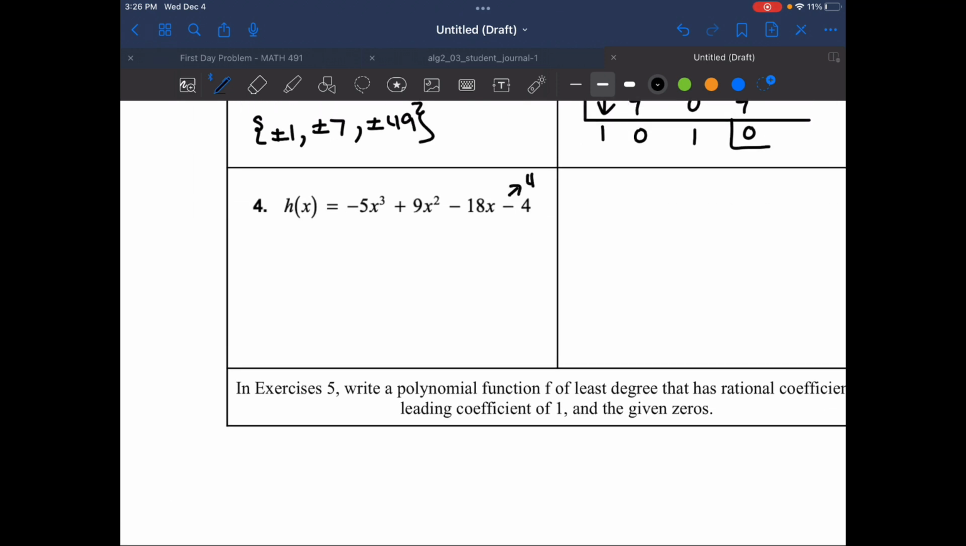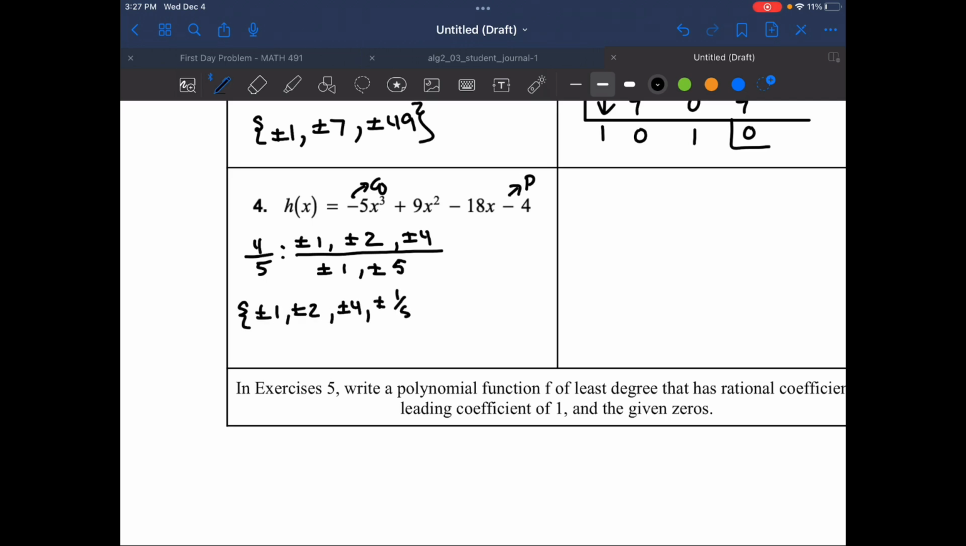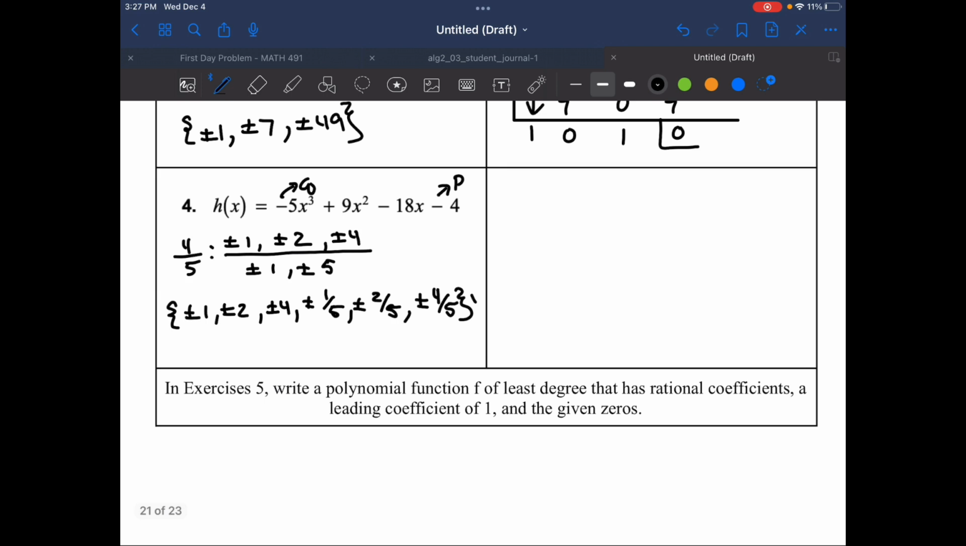Okay. Same thing here. This is going to be a 4. So this is my P and this is my Q. So we've got 4/5, plus or minus 1, plus or minus 2, plus or minus 4, all over plus or minus 1 and plus or minus 5. Okay, so that gives me the options: plus or minus 1, plus or minus 2, plus or minus 4, plus or minus 1/5, plus or minus 2/5, and plus or minus 4/5, okay?